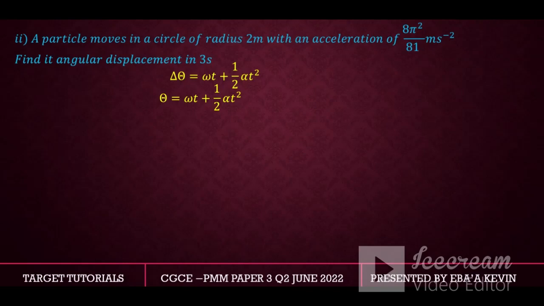So this is what we are looking for here, but we don't have omega, which is the angular velocity, and we don't have alpha. But we can determine both of them. Let us first of all determine omega.